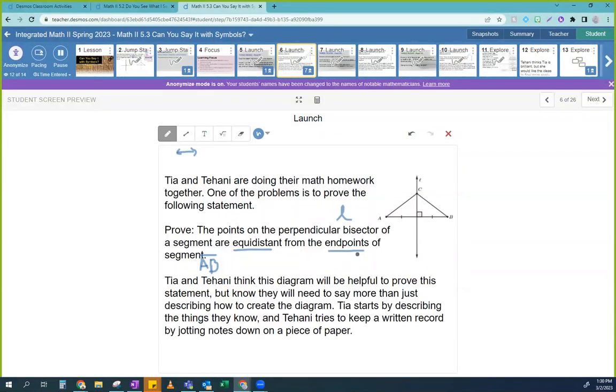What are endpoints, Ms. Johnson? What are endpoints? Just guess for me. What do you think endpoints are? Yeah, where it ends, right? Okay, name them. In this picture, name your endpoints. Actually, for this segment, no, not that letter.